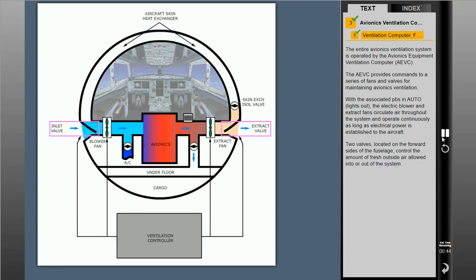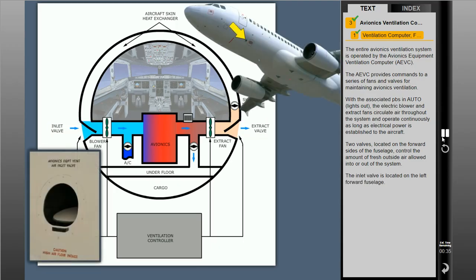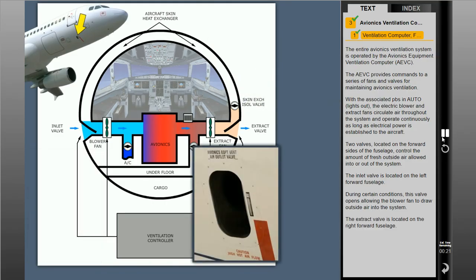Two valves, located on the forward sides of the fuselage, control the amount of fresh outside air allowed into or out of the system. The inlet valve is located on the left forward fuselage. During certain conditions, this valve opens, allowing the blower fan to draw outside air into the system. The extract valve is located on the right forward fuselage. During certain conditions, this valve opens and ventilation air is expelled from the aircraft.